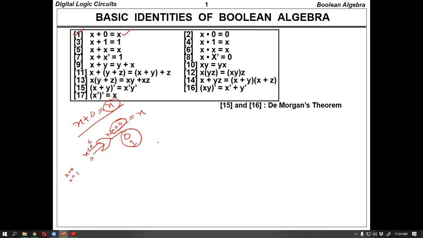Another, our second law: x dot 0 is equal to what? Now we find this. Dot means AND gate. One input is x, another is 0. If x is equal to 0, then 0 0 gives output 0. If x is equal to 1, then 1 0 also gives output 0, because this is the AND gate: all inputs high gives output high, but that is not possible as one input is already 0. So all the time our output is 0. So the formula is x dot 0 is equal to 0.